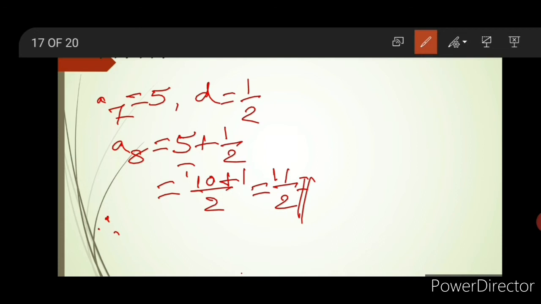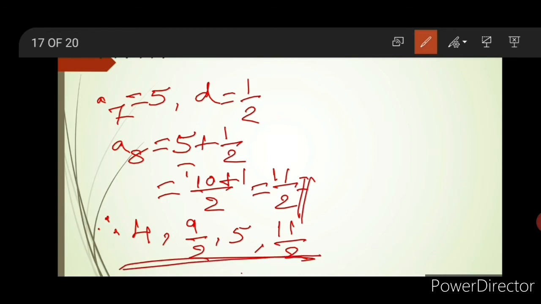So, what are the 4 more terms? 4 more terms: 4, then next term 4 and half. How can you write 4 and half? 9 by 2. Next 5. Next, last term is 11 by 2. Right?